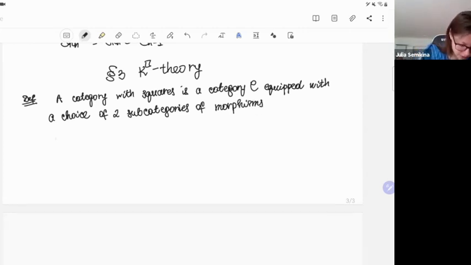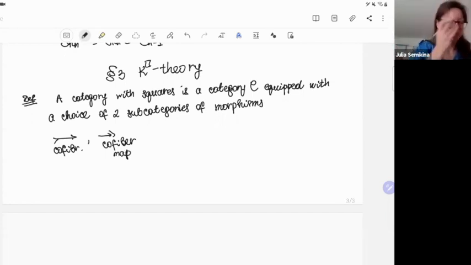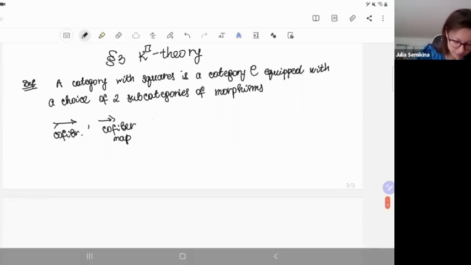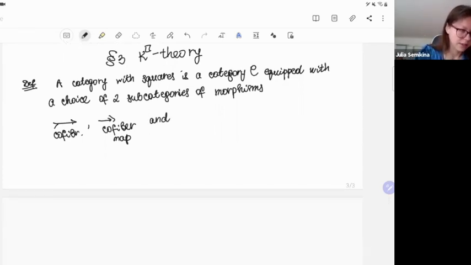And we will denote them like this. So this will be cofibrations, and like this for fiber maps. So these are just names. This is how they decided to call them because they were inspired by Waldhausen notations. So these are just two subcategories, nothing complicated. And a notion of squares and distinguished squares.